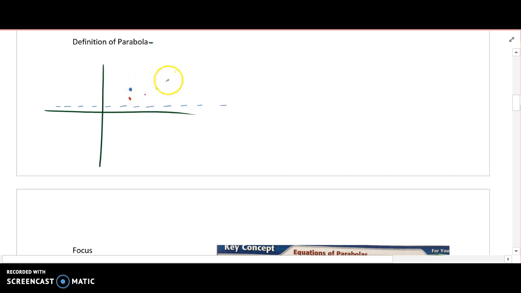And eventually it's going to start curving up, and I can get those same kind of points going on over to the left. Eventually, when we get all those points, the shape is going to look something kind of like this. This is our parabola.